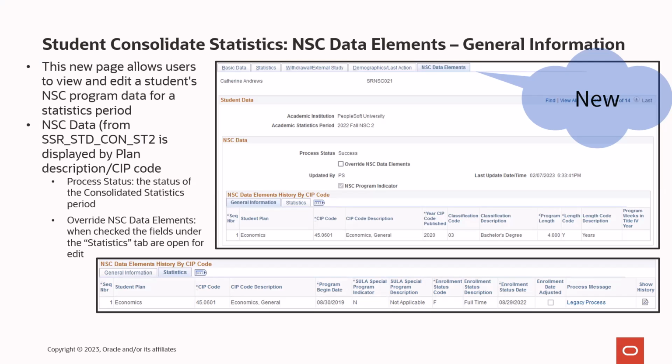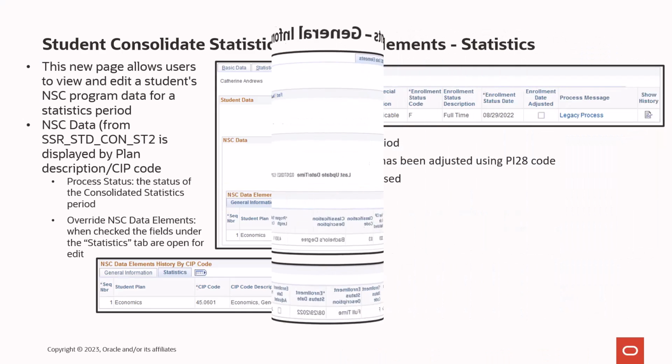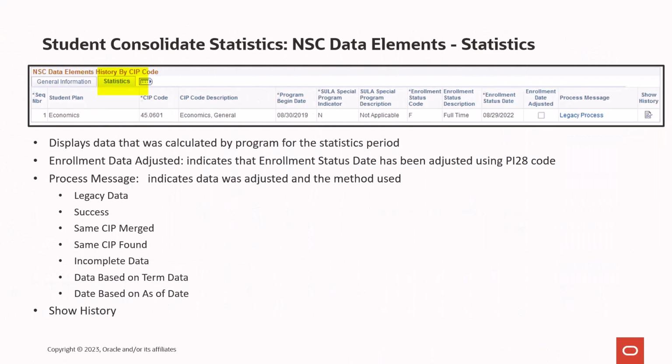The data is presented in the table over two tabs, displaying a row for each distinct NSC program reported for the statistics period, up to a maximum of 6 rows. The General Information tab includes the identifiers for the program, such as zip code and NSC attributes, and the plan description also displays. The Statistics tab displays the data that was calculated for the student's programs for the statistics period, including program start date, enrollment status, and enrollment status effective date.